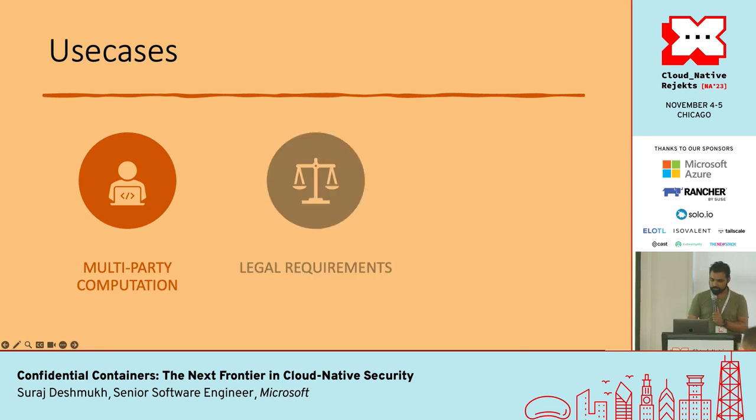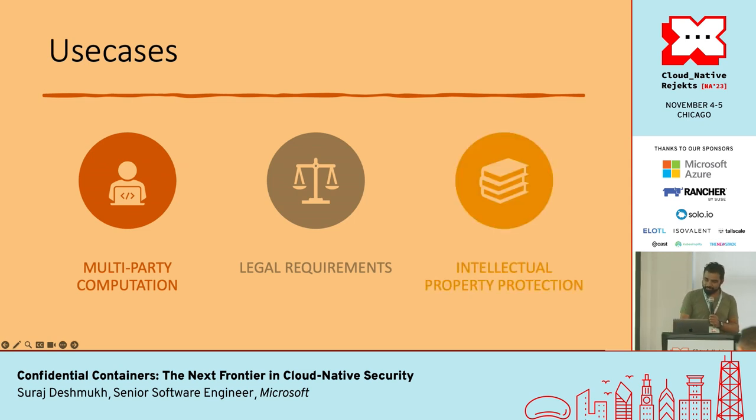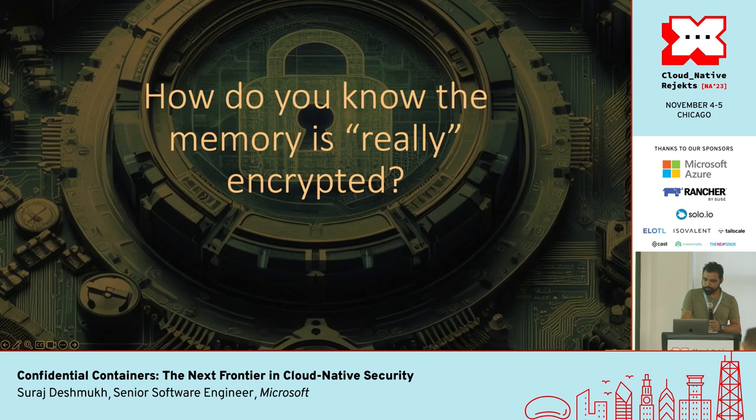The other thing is obviously legal requirements, right? Like with advanced laws that are coming in around personal information protection. So this gives organizations a place to click check boxes. And the next one is obviously protecting your IP, especially around AI, with today's hype around AI being so much. So this technology gives you additional protection around unauthorized access.